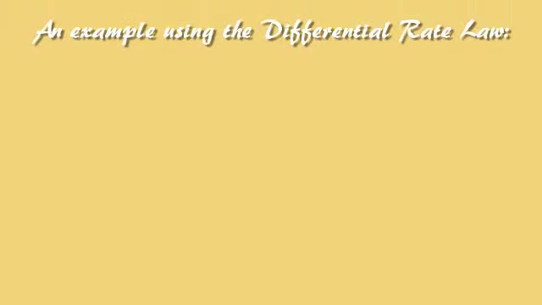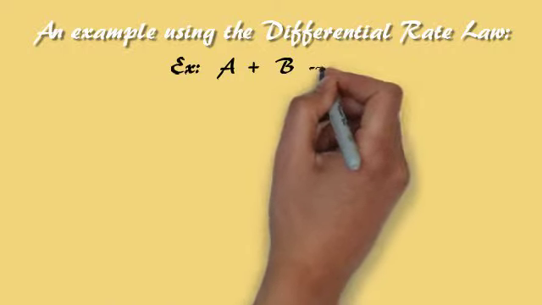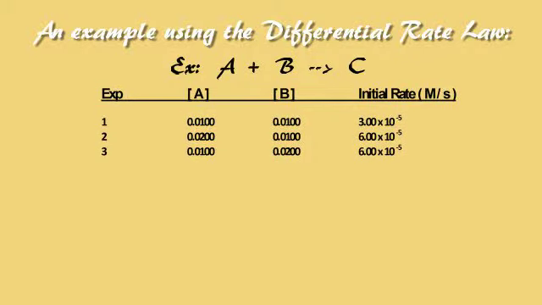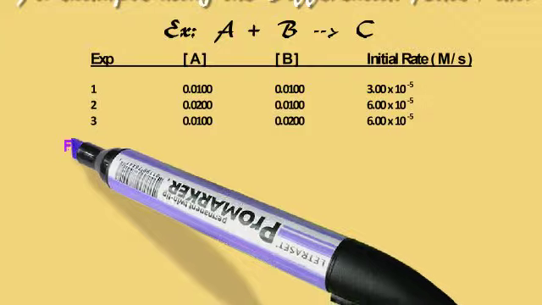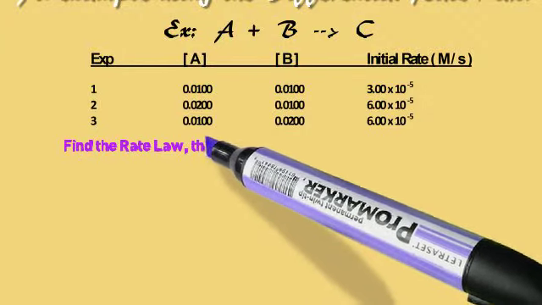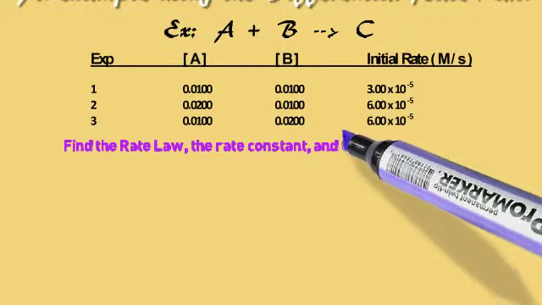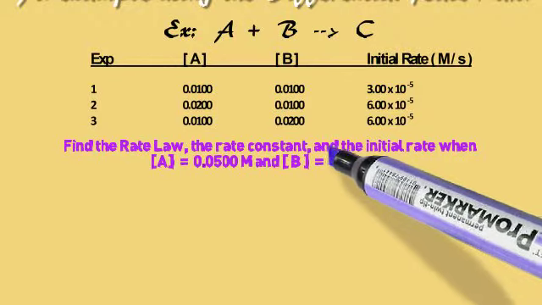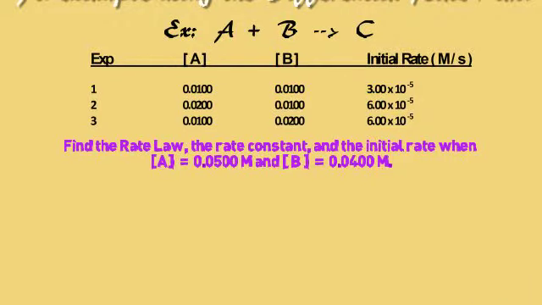All right, we're going to make this very simple. We're going to do an example using the differential rate law, just A plus B yields C. And take a look at this table. It shows the concentrations of A and B and the initial rate. And there are 3 experiments to compare between them. So you need to take a look at them as we go through this problem. What we're going to find is the rate law, the rate constant, that's that K, and the initial rate when the concentration of A and B have changed to something that's not on the table there.